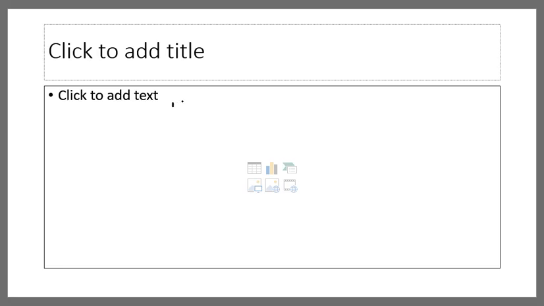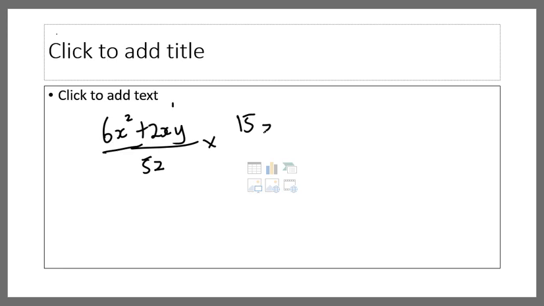So let's try. Let me take this one. So we also have another situation: 6x squared plus 2xy all on 5z, times 15z squared all on 3x plus y. So this particular one too is nothing difficult.